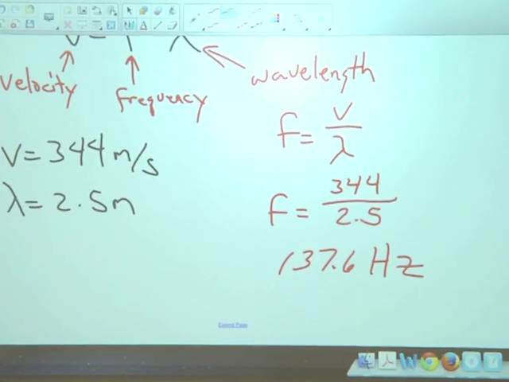So, if you were trying to find the wavelength, would it be wavelength equals F over V or V over F? V over F. Again, the way you solve an algebraic equation is you always do the opposite operation.